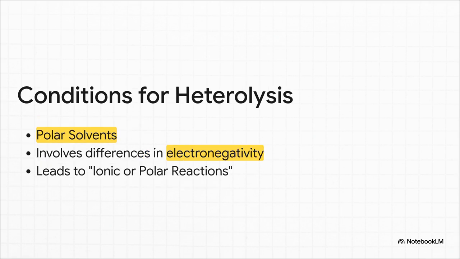But the unfair split, heterolysis, loves a totally different scene. It happens most easily in what we call polar solvents. And why is that? Because all those polar solvent molecules can actually surround the new positive and negative ions as they form, which helps to stabilize them and makes the whole breakup way easier to pull off. This is the hallmark of ionic reactions.